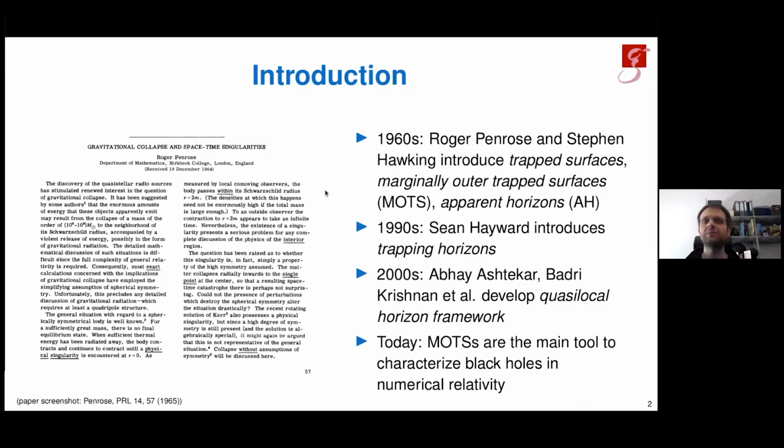A trapped surface is just a smooth closed surface where light rays emitted to the outside and to the inside converge in both directions. That's something that cannot happen in flat space for a closed surface. But in curved space, that's possible. And he showed essentially, the simplified version of that theorem, that if there is a trapped surface in space-time, then you're also going to have a black hole.